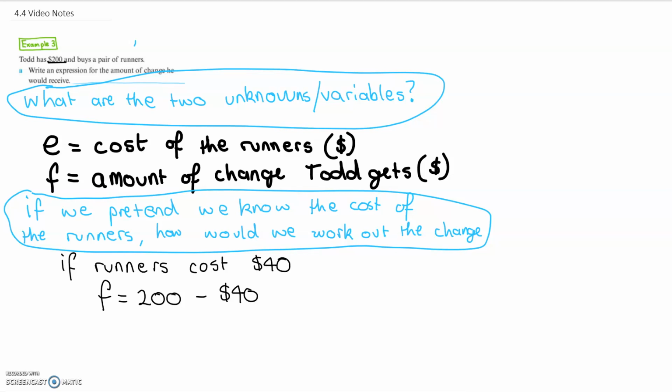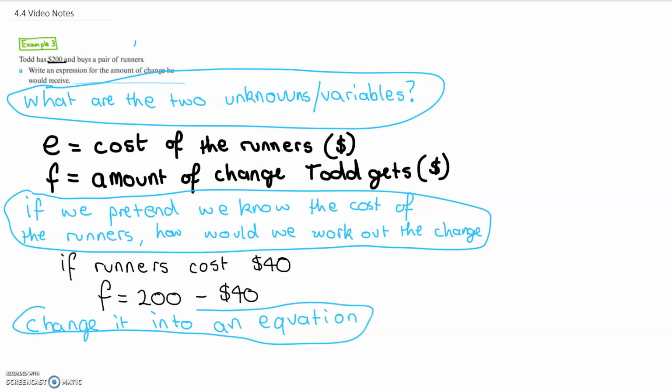So now let's just change that into an equation. All we need to do is change that 40 into our variable. So if you're ever stuck in trying to write an equation, just try to pretend you know one of the pieces of information and see how you would work it out. Usually you can get the answer that way. So we're saying that F equals 200, take away, instead of 40, we're going to say that it's the cost of the runners. And that's our equation.